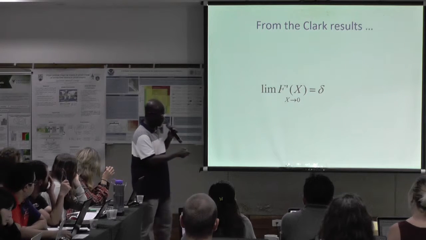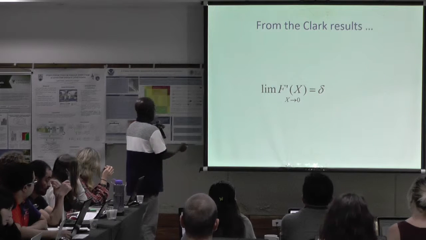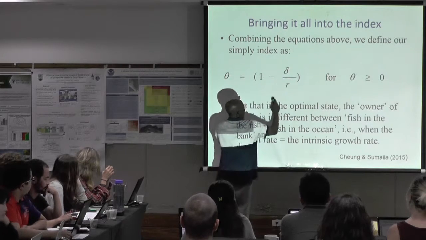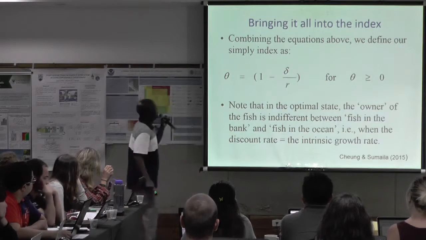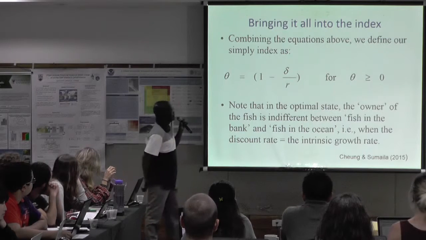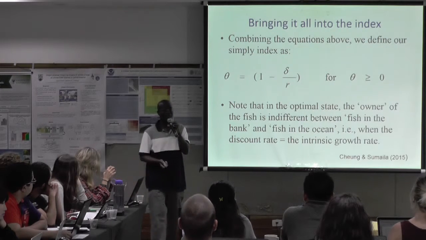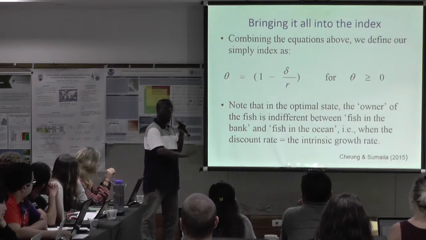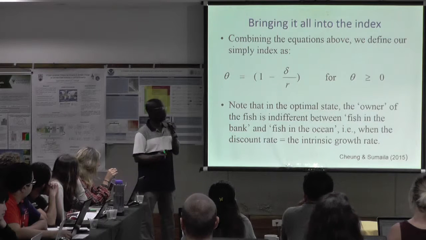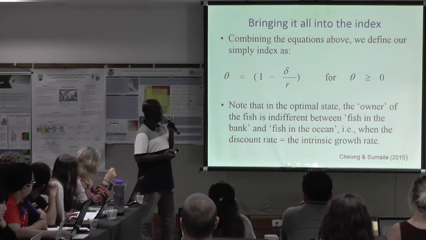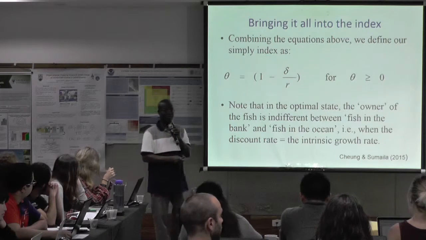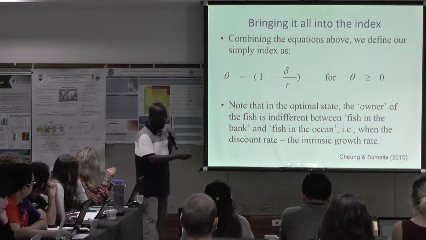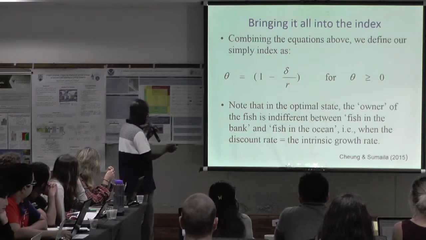So we brought these two things together and came up with this. Okay, this is your discount rate, this is your intrinsic growth rate. And then we calculate some theta, and that is it. It gives you an idea of how vulnerable your fish stock is, not only looking at the ecology, but also looking at the economics. So that is our index. Simple. So I meet all your criteria, your simplicity. Now let's see how this turns out in real life.